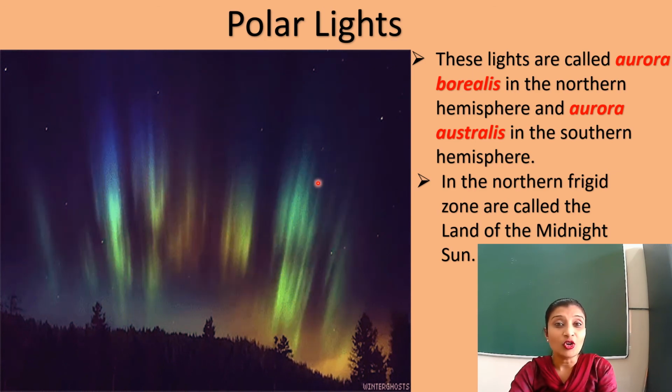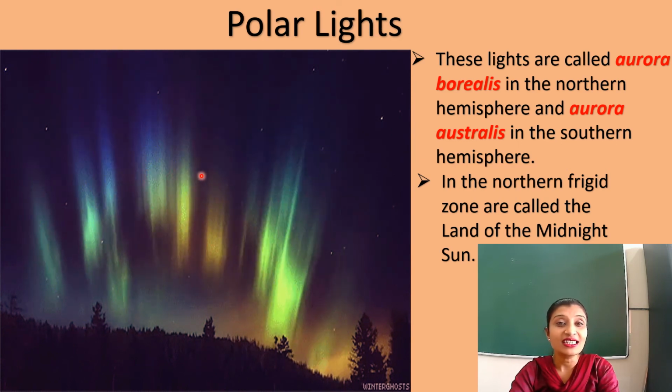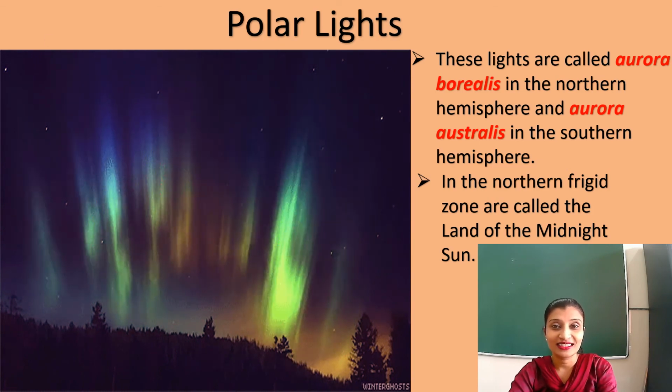Some parts of the northern frigid zone are called the land of the midnight sun because the sun never sets at certain times of the year.